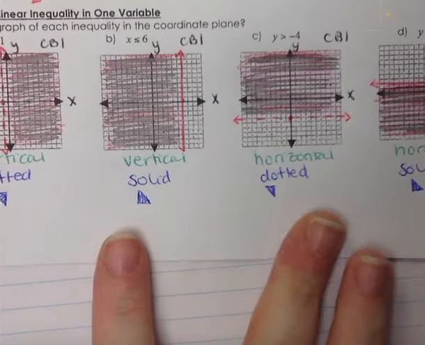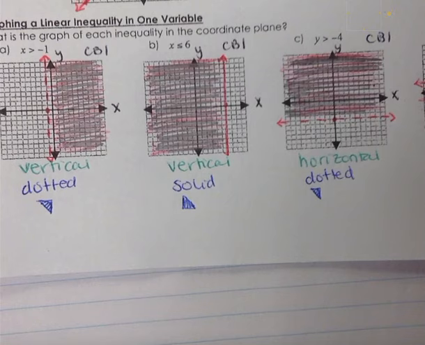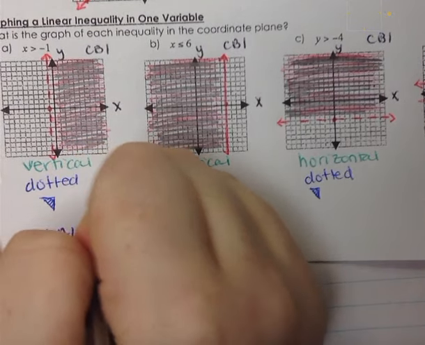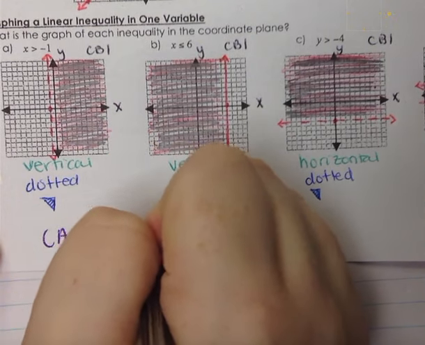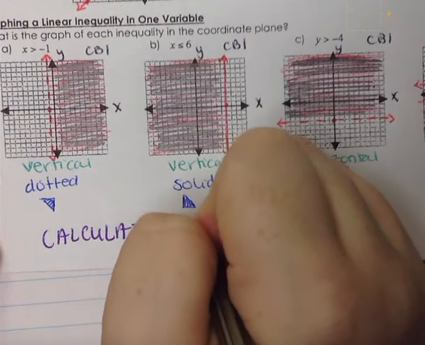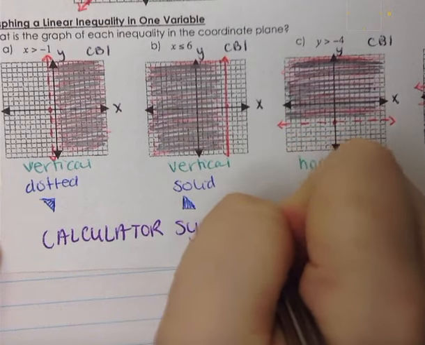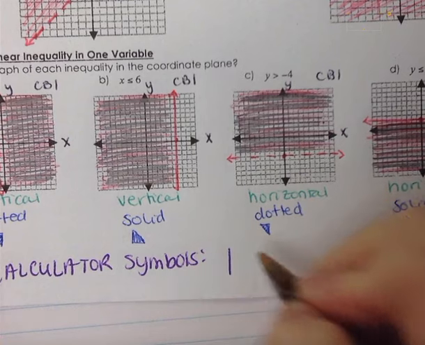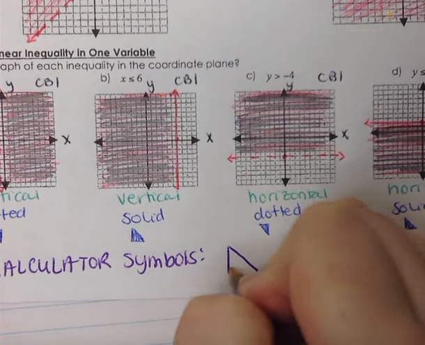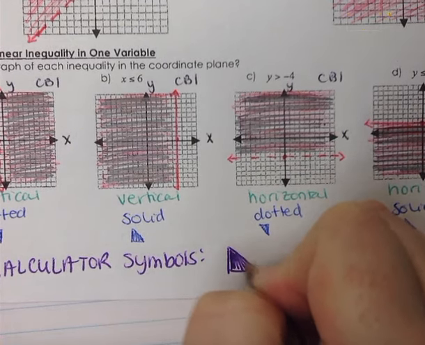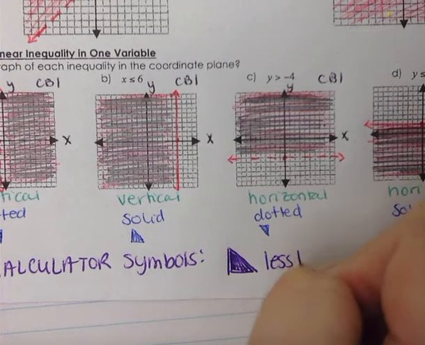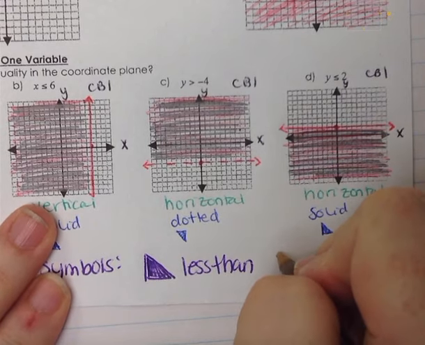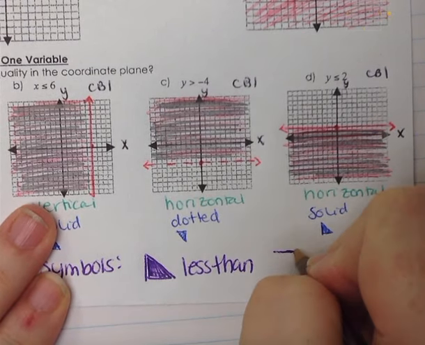The last thing I'm going to put on here is just a reminder of what the calculator symbols are. So calculator symbols. So a quick reference. The calculator symbols, when you want less than, you have that right triangle that's pointing down and to the left. And when you want greater than, you want that right triangle that's pointing up and to the right.